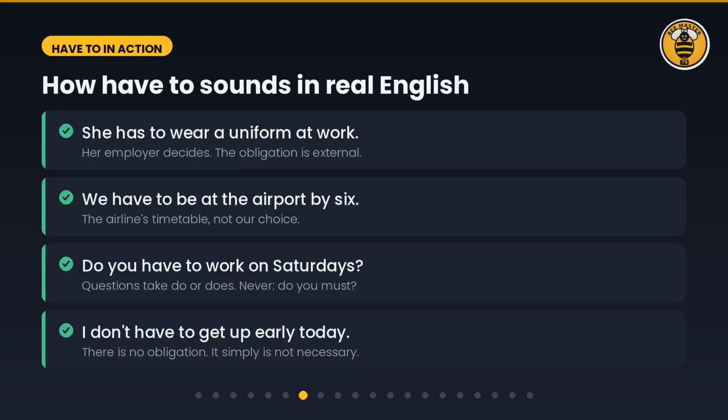Here is have to doing the same job in a very different voice. She has to wear a uniform at work. Her employer decides that, so the obligation is external. Same with a timetable. We have to be at the airport by 6. Notice the question form with do. Do you have to work on Saturdays? And the negative, which means there is no obligation at all. I don't have to get up early today.